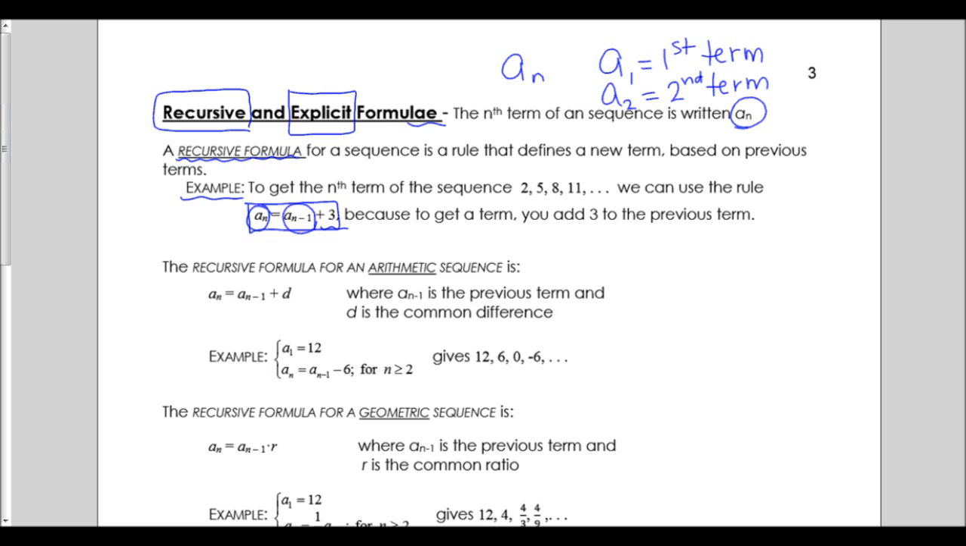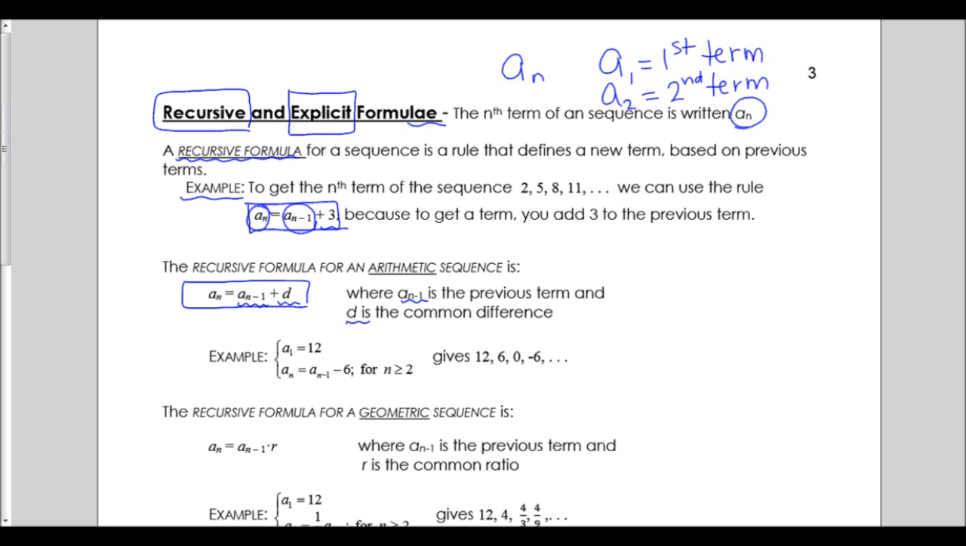Okay, so let's put this into practice. There are some formulas on the formula sheet for Algebra 2, and it tells you the recursive formula for an arithmetic sequence is this one right here. That is a general form. So a sub n is the nth term. To get the nth term, that equals a sub n minus 1, the previous term, plus d, and d, just like before, is the common difference. So for any arithmetic sequence, it's going to follow this rule, and this formula will be given to you on a formula sheet.